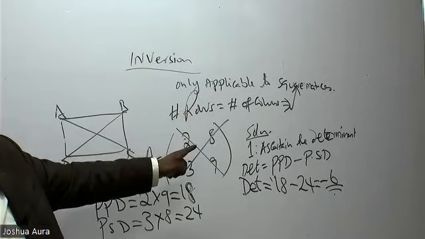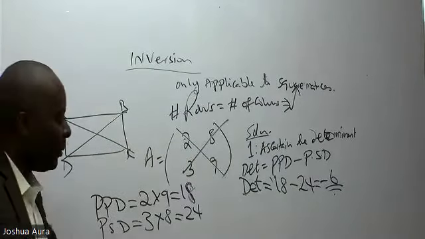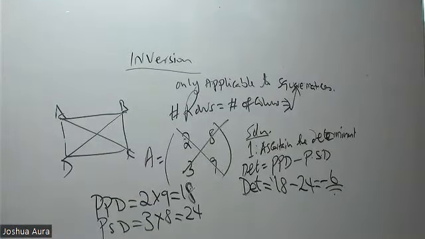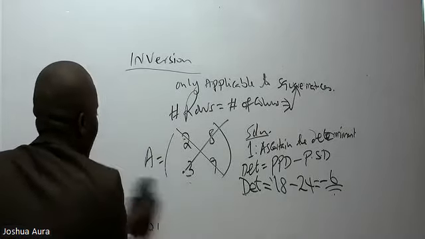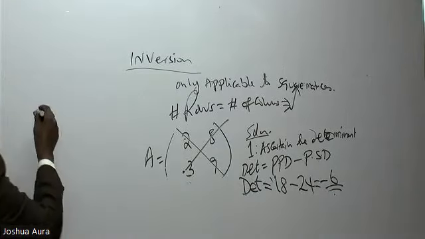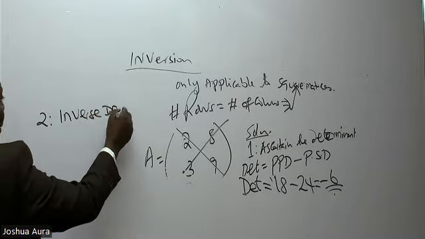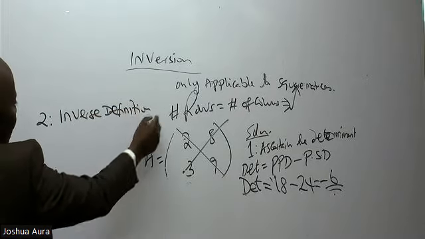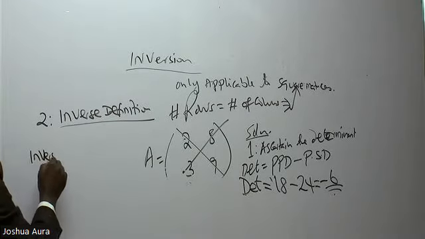You ascertain the determinant. After ascertaining the determinant, now you go straight away and do the last thing. You define the universe. So step number 2, the last step here, is the universe definition.